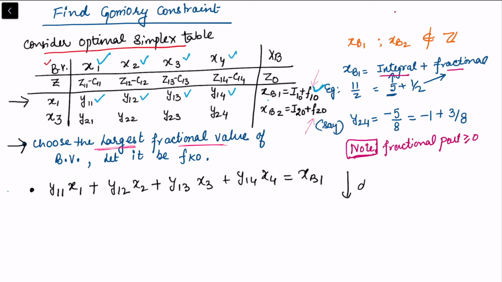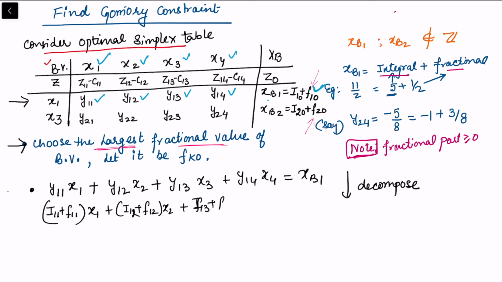Now decompose this. Decomposing means write its integral part separate and the fractional part separate. So for y11 also, I am writing its integral part I11 separate plus fractional part f11 separate into x1, plus similarly I12 plus f12 into x2, and I continue doing like this for the remaining terms: f13, x3, then integral part I14 plus fractional part f14 into x4, and for this we have already written I10 plus f10.